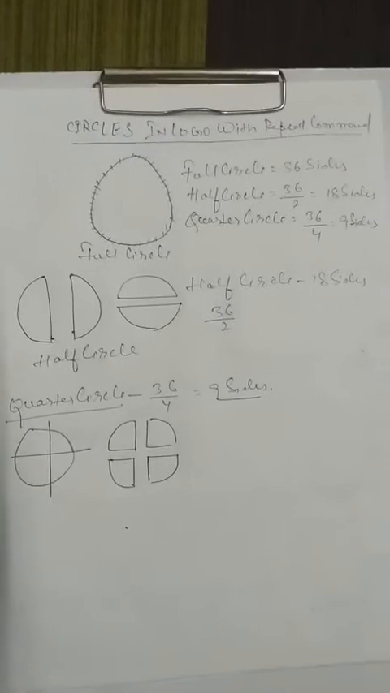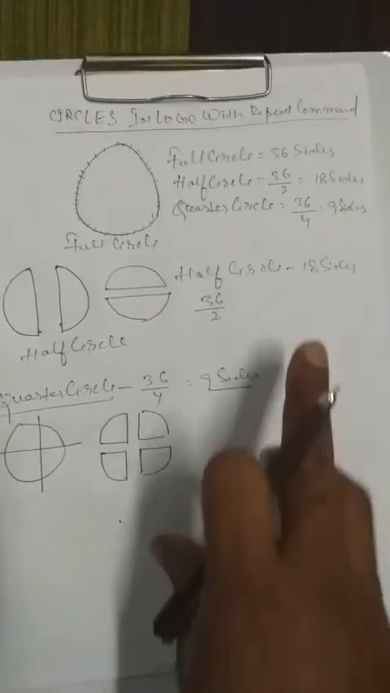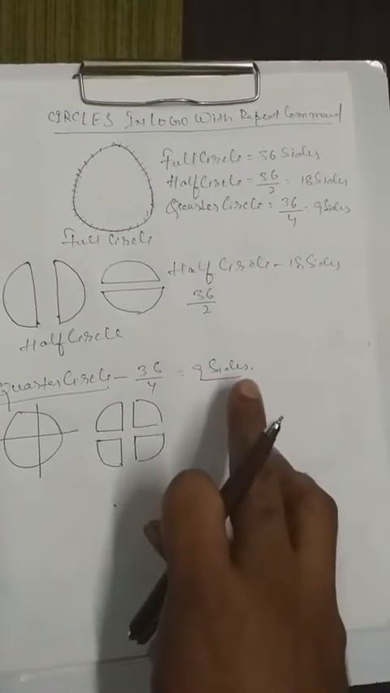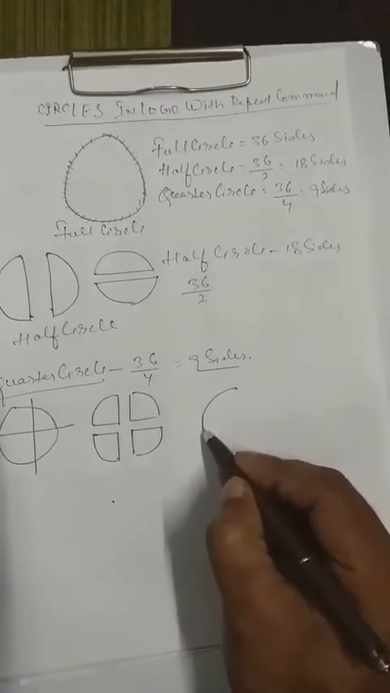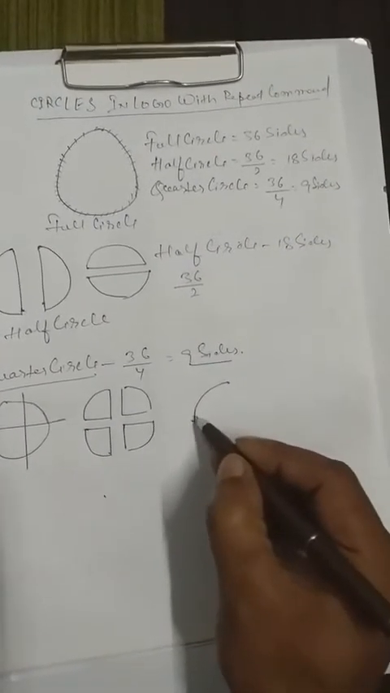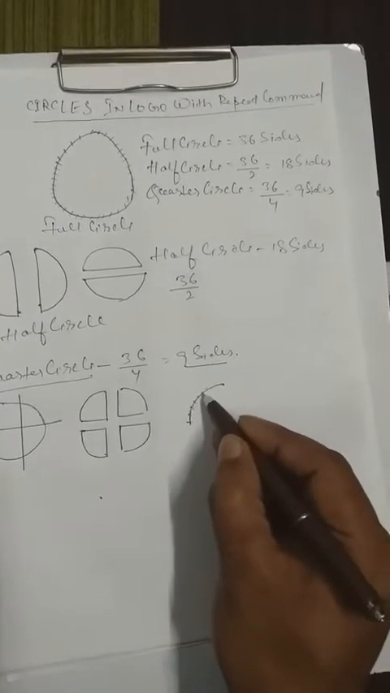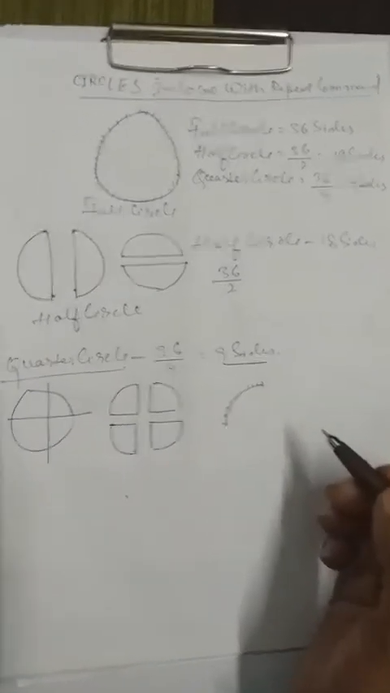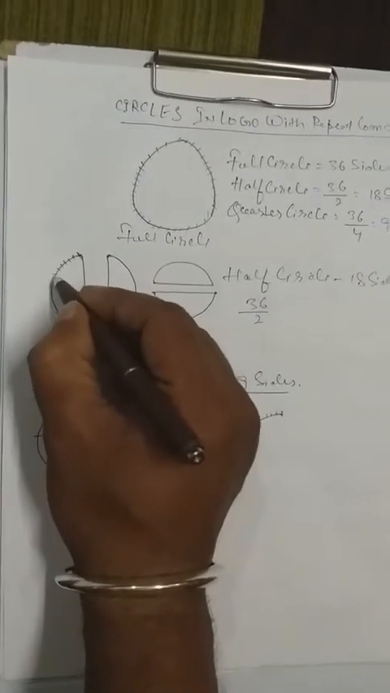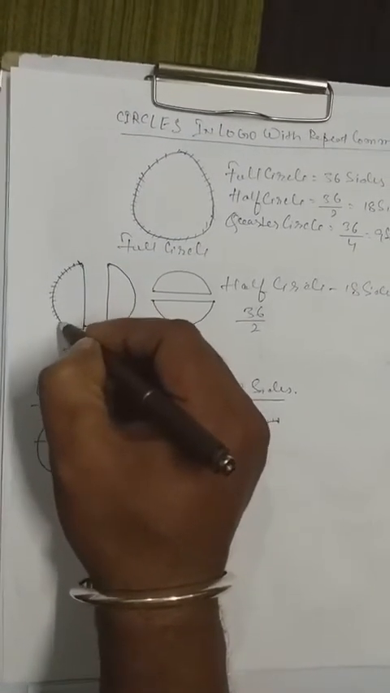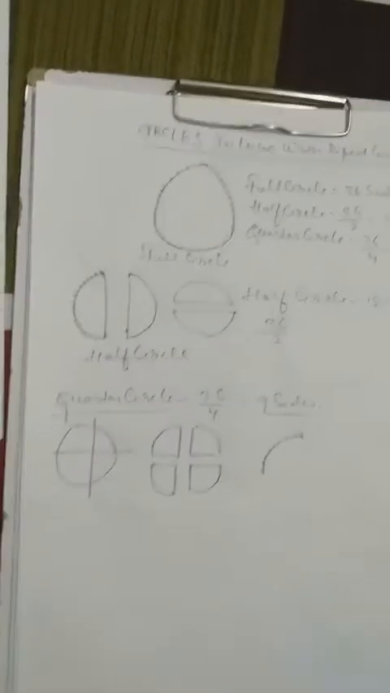Okay, my dear children. Full circle 36 sides. Half circle 18 sides. And quarter circle 9 sides. It means in this part of figure, this is quarter circle, there are 1, 2, 3, 4, 5, 6, 7, 8, 9 sides. In this half circle, 1, 2, 3 up to 17, 18 sides are there.